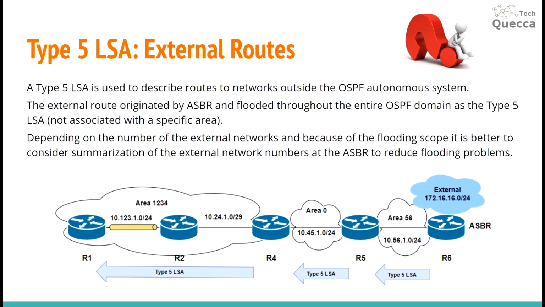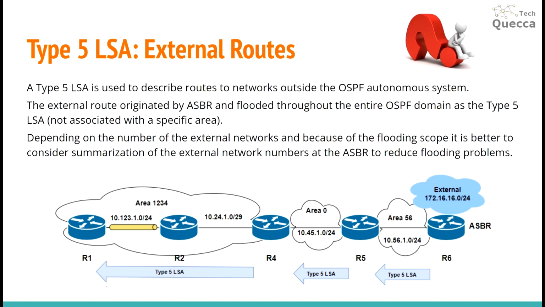A Type 5 LSA is used to describe routes to networks outside the OSPF autonomous system. The external route originated by the ASBR is flooded throughout the entire OSPF domain as the Type 5 LSA. It is not associated with a specific area.